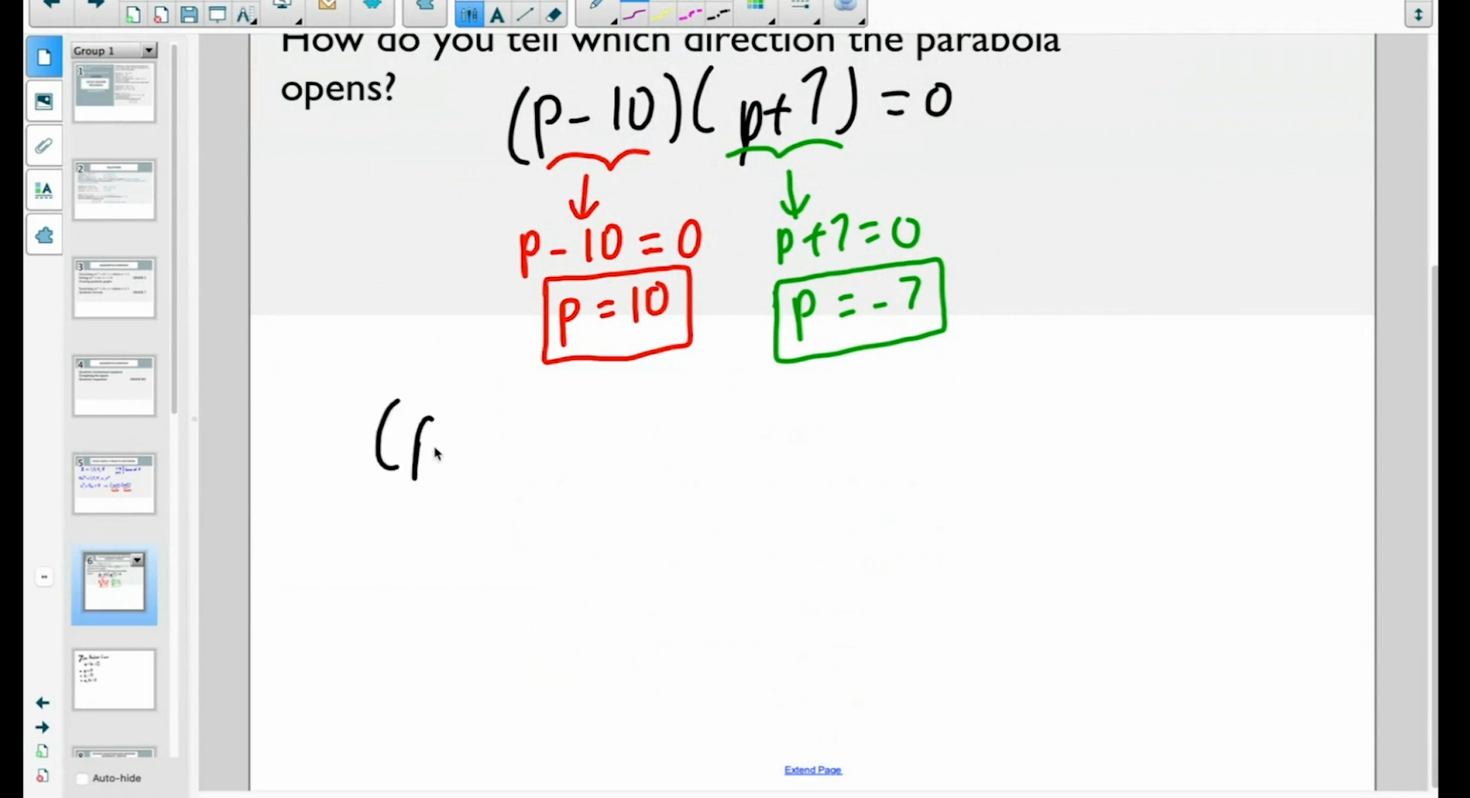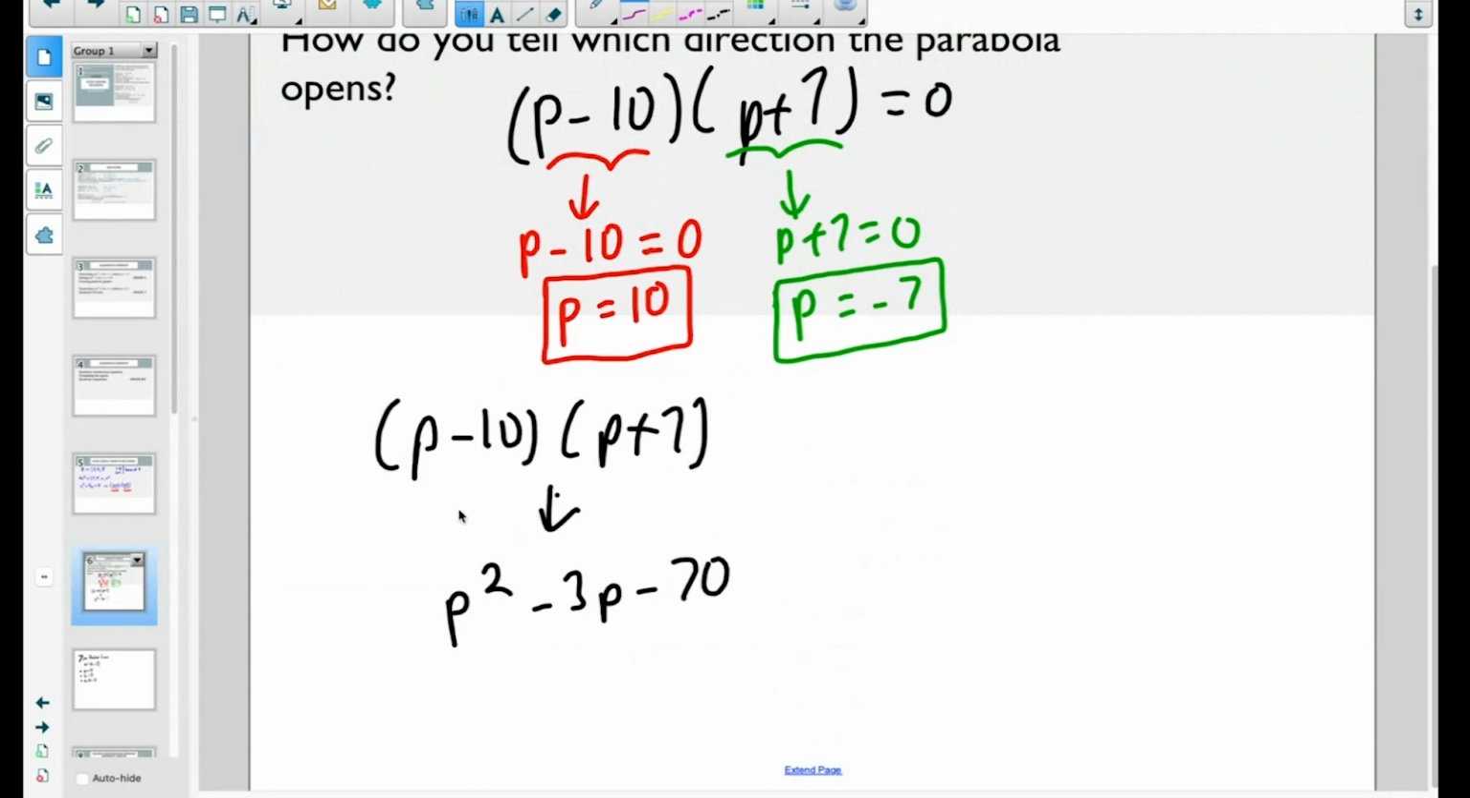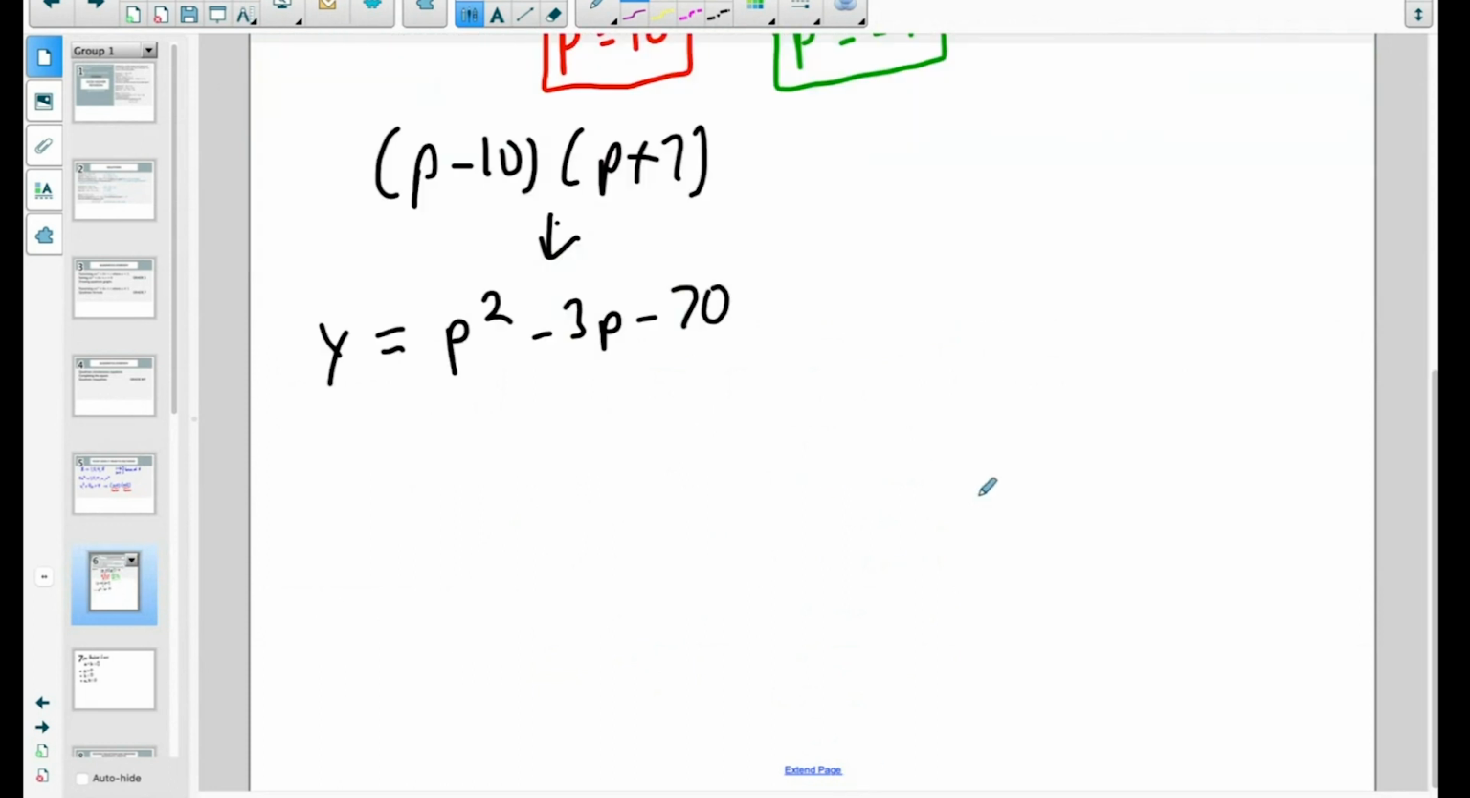So if I were to multiply these out, p minus 10, p plus 7, we end up getting p squared, let's go minus 3p, and then minus 70. Now, if I were to graph this, and I come up with the equation y is equal to p squared minus 3p minus 70, what actually pops out is that shape called a parabola. It's that U shape that you will see when we're graphing a quadratic.